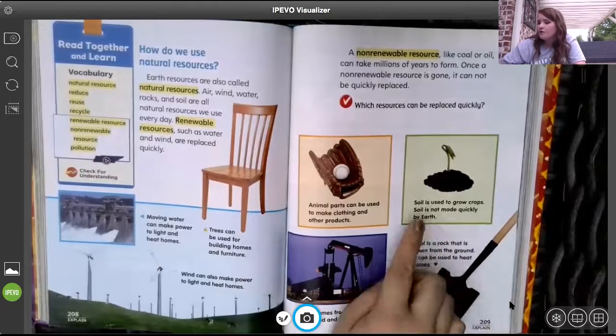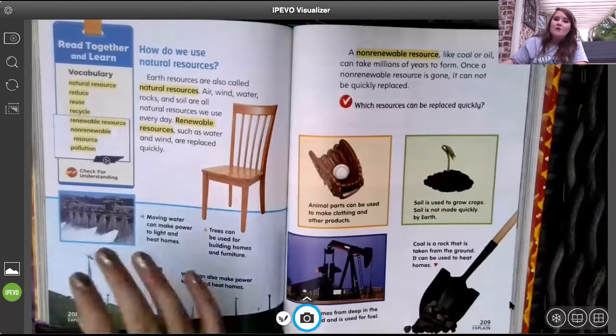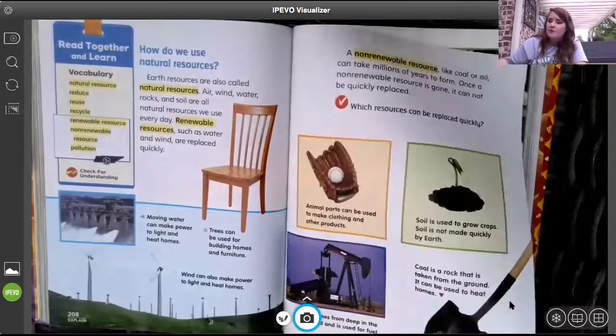Soil is used to grow crops, but it's not made quickly. Remember, soil takes a long time for all of those components to break down or decompose and to mix with those small rocks. So when we think about these resources, we need to be aware of which ones are renewable, something that's quick to return, and non-renewable, something that is not quickly replaced.